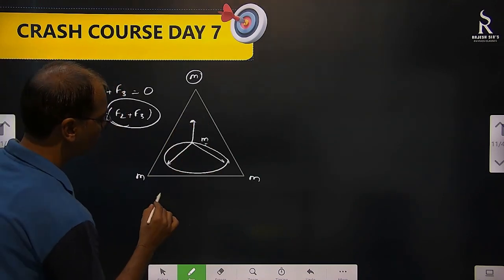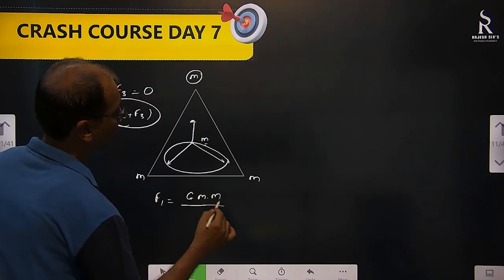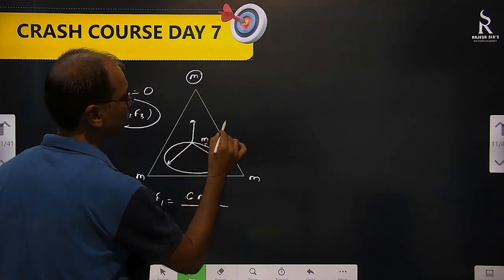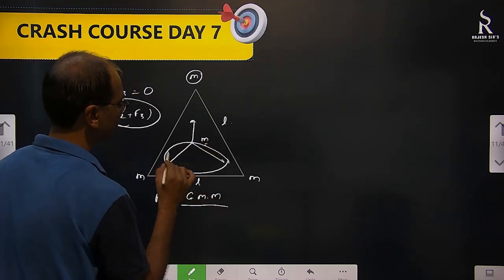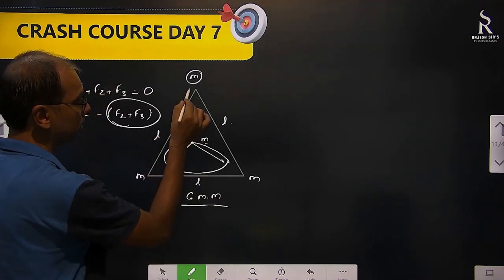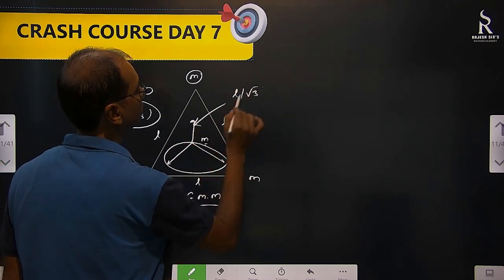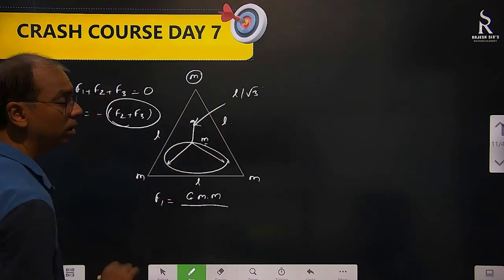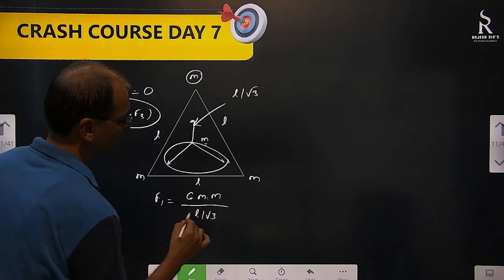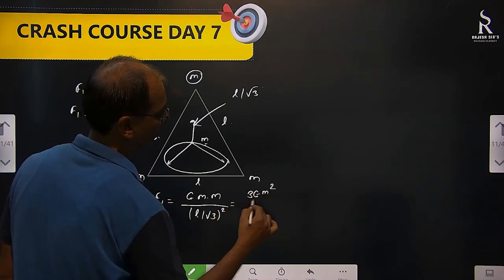So what will be F1? F1 will be G M into M over the distance squared. Now I have to give you the side. Suppose this is an equilateral triangle, this side is L, this side is L, this side is L. Then how much will this be? This will be L by root 3. The distance of the centroid from the vertex is L by root 3. So L by root 3 whole squared. Finished. I am not calculating anything else. G m square by L square is my answer.